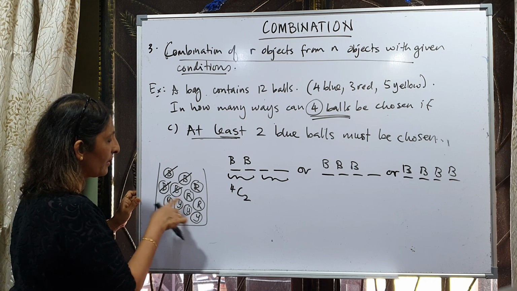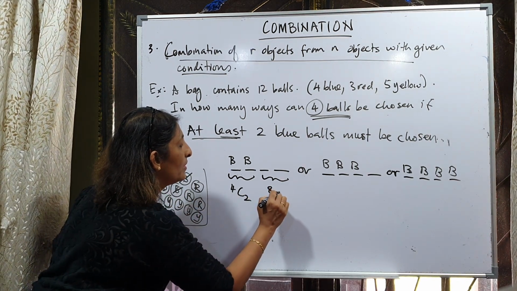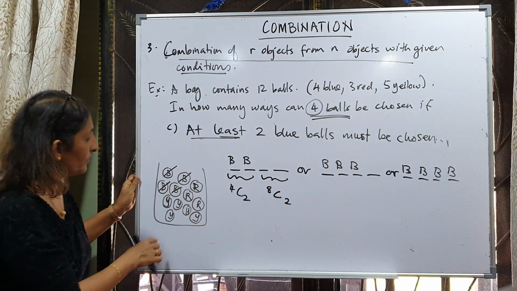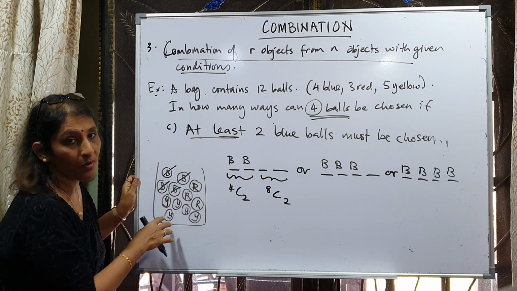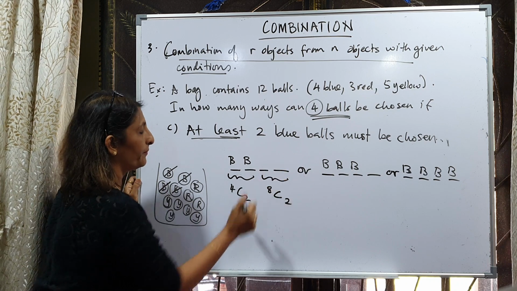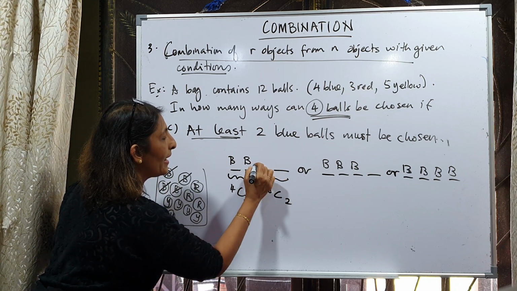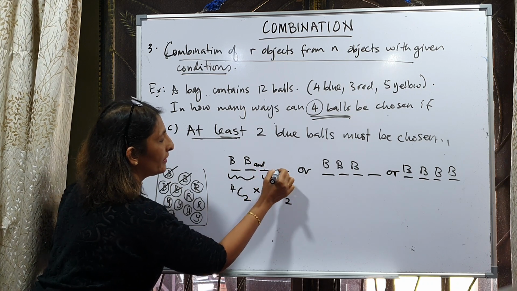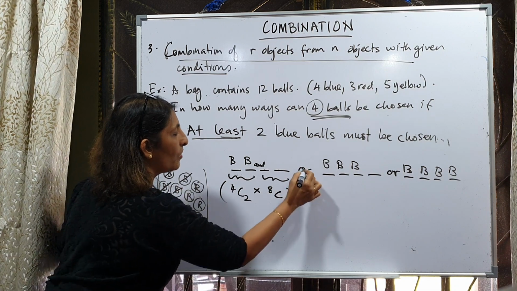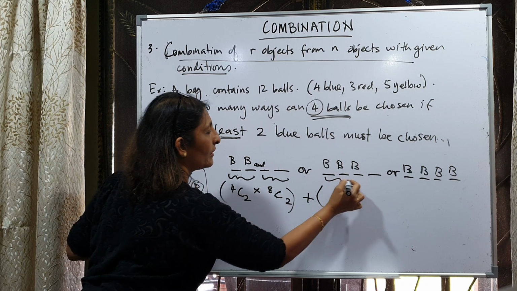Okay, so from the rest, what are the rest? We have 5 yellows and 3 reds, altogether 8 balls. So from 8 balls, we're going to choose any 2 to fill it up. And here is a times because it's 2 blues and another one. So "and" means times. Okay, so this is the first set. "Or" means plus.